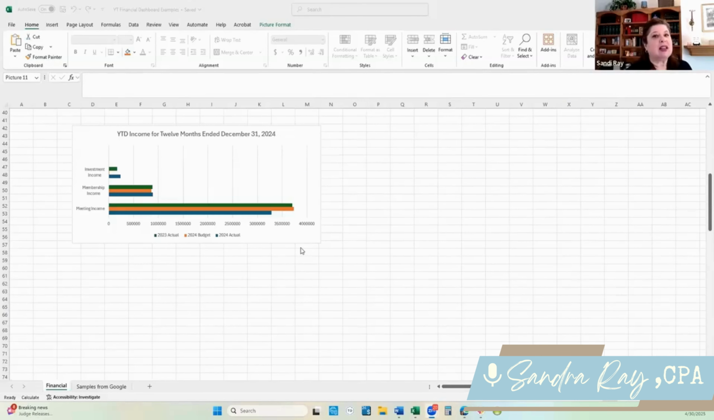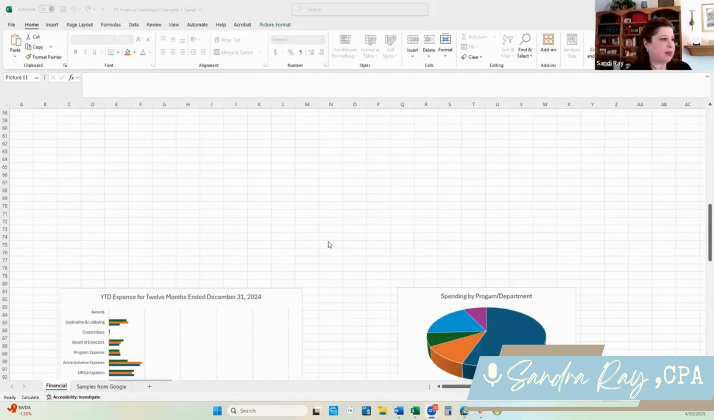This organization had some struggles during COVID because of the concentration of meeting income. So obviously, these are some quick things if you wanted to talk to this organization about diversifying income sources, this would be a great chart to show. And it's also a great chart to watch over time.